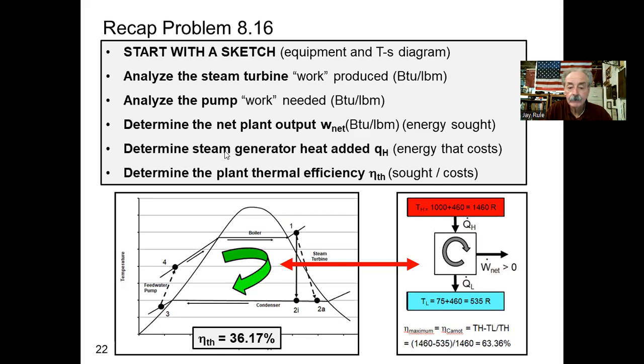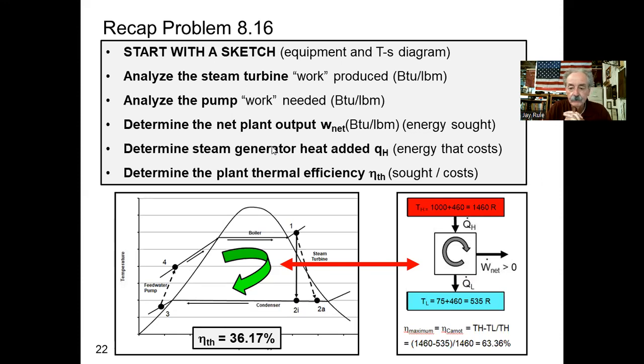We studied the steam generator or boiler to get QH. That gives us all we need. W net and QH is all we need to determine the thermal efficiency. And we got it. And we checked off everything we needed to do the homework problem that way.